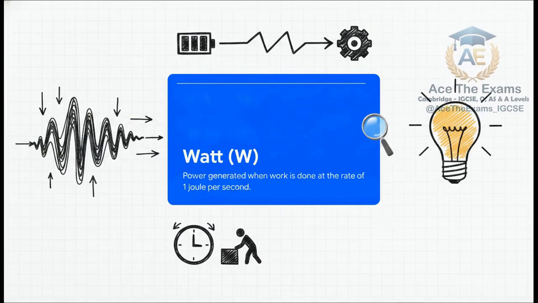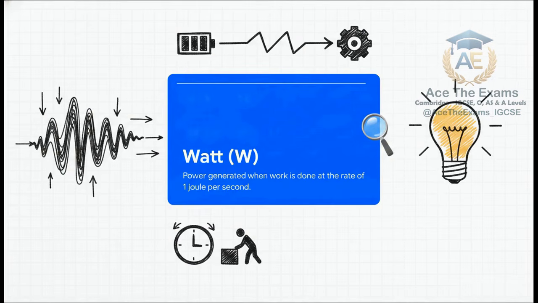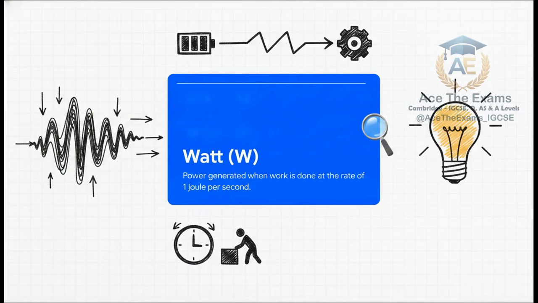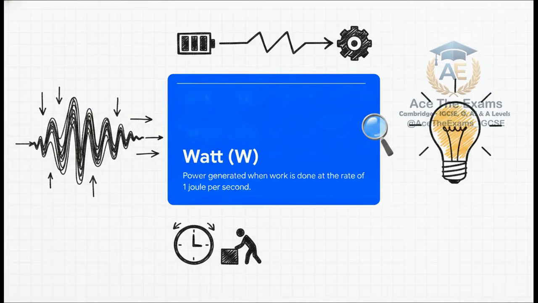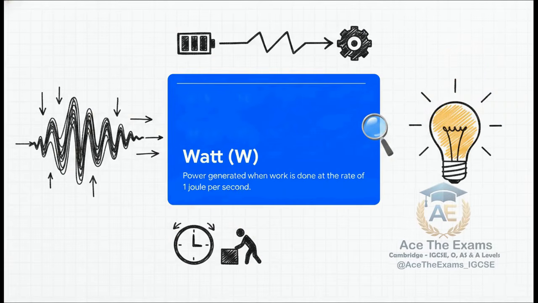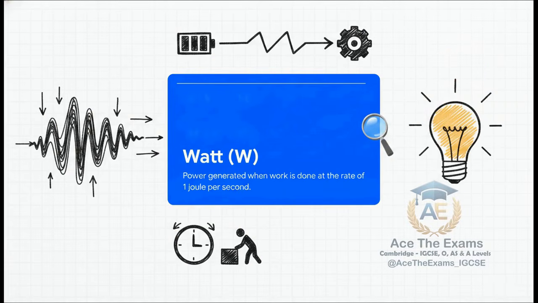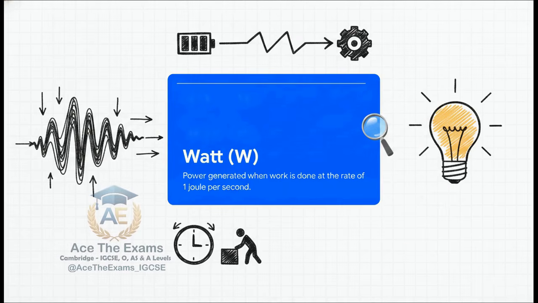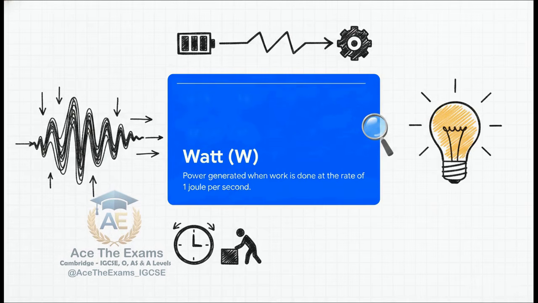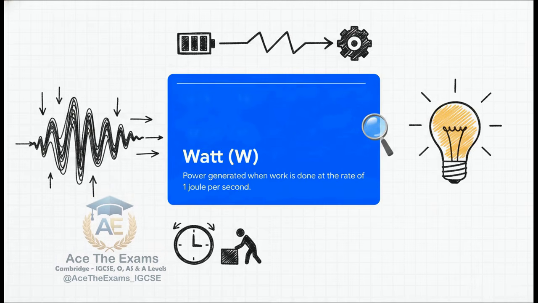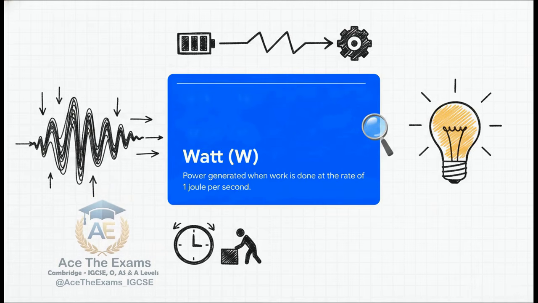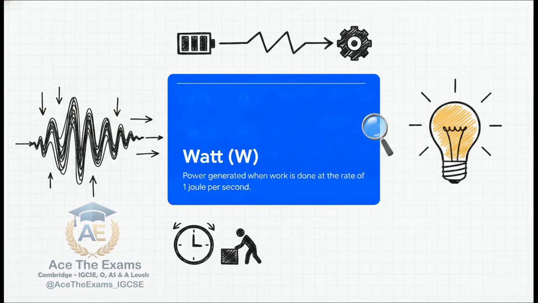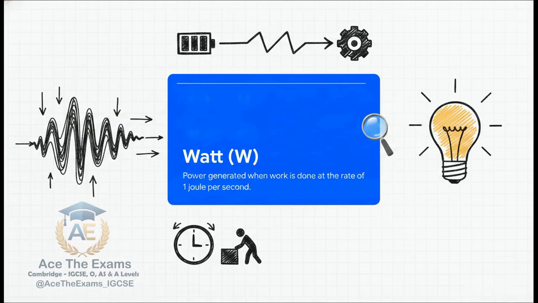Now, as that energy is being transferred to push the charge around, we need a way to measure the rate of that transfer. This is where power comes in. The unit of power is the watt. 1 watt represents work being done, or energy being transferred, at a rate of exactly 1 joule per second. Let's put this into perspective. While the volt tells us how much energy each individual packet of charge is carrying, the watt tells us how fast that energy is being utilized by the component.